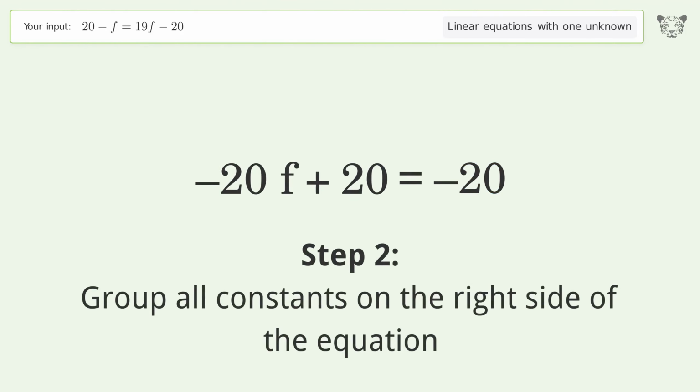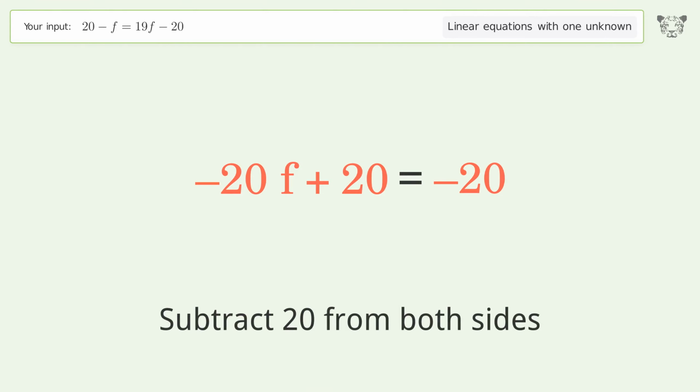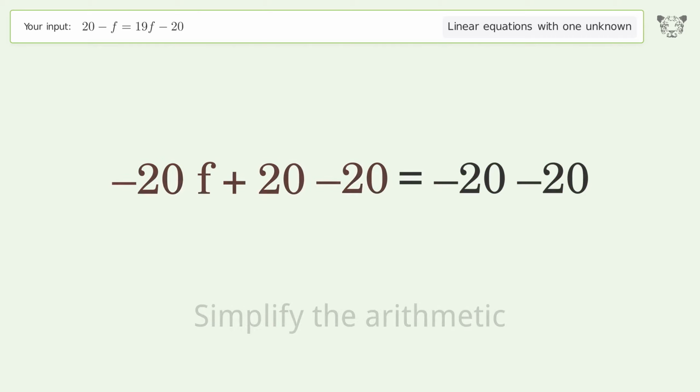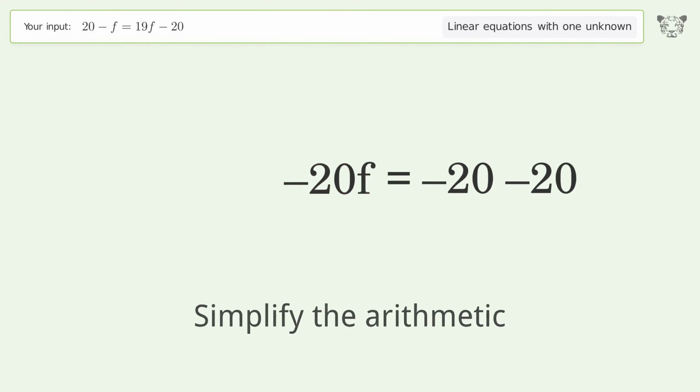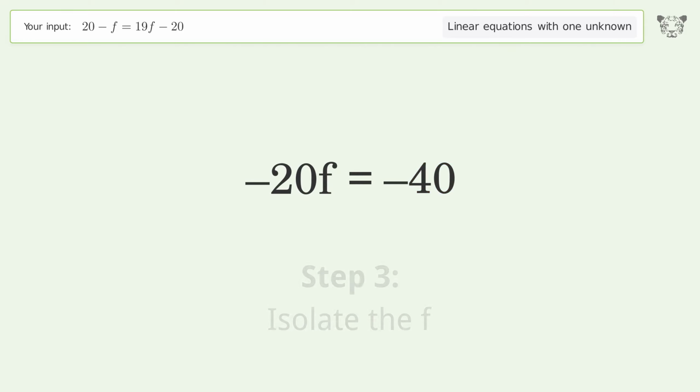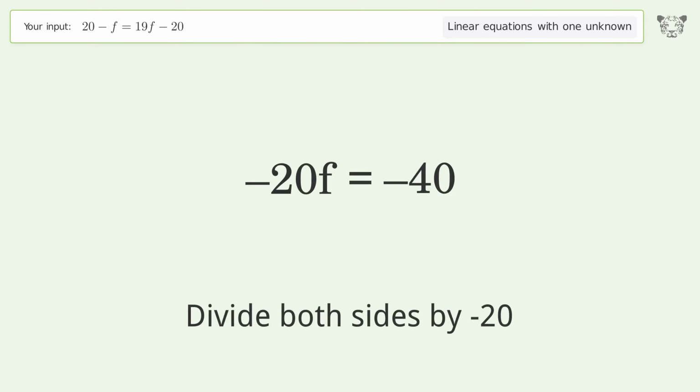Group all constants on the right side of the equation. Subtract 20 from both sides. Simplify the arithmetic. Isolate the f. Divide both sides by -20.